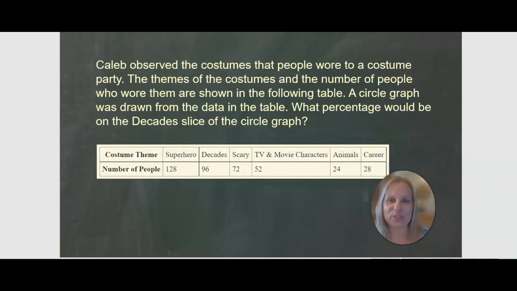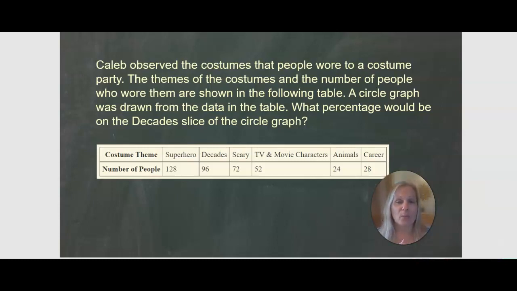Caleb observed costumes that people wore, and the themes and the number of people who wore them are shown in the table. A circle graph was drawn from the data. What percentage would be on the decades slice of the circle graph? Now notice this is not asking you for a degree measure. This is asking you for a percentage, or what fraction of, right?